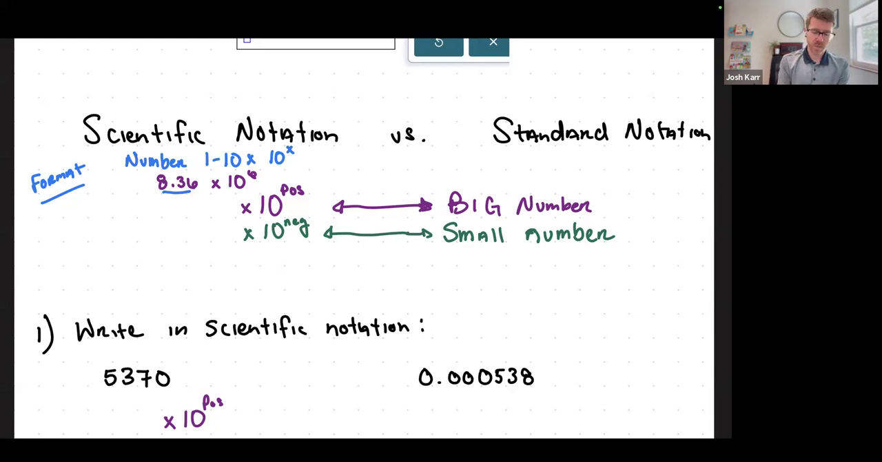So now format-wise, we need to create a number that is between 1 and 10. And the way that we do that is currently our decimal place is right there, right?